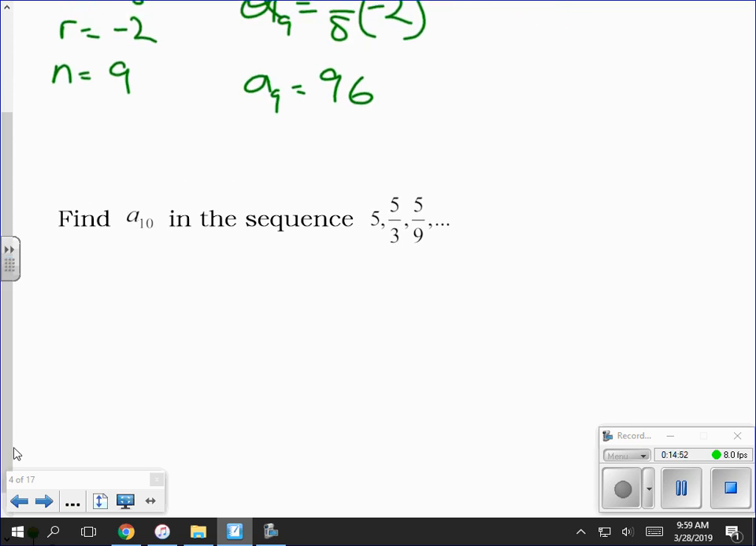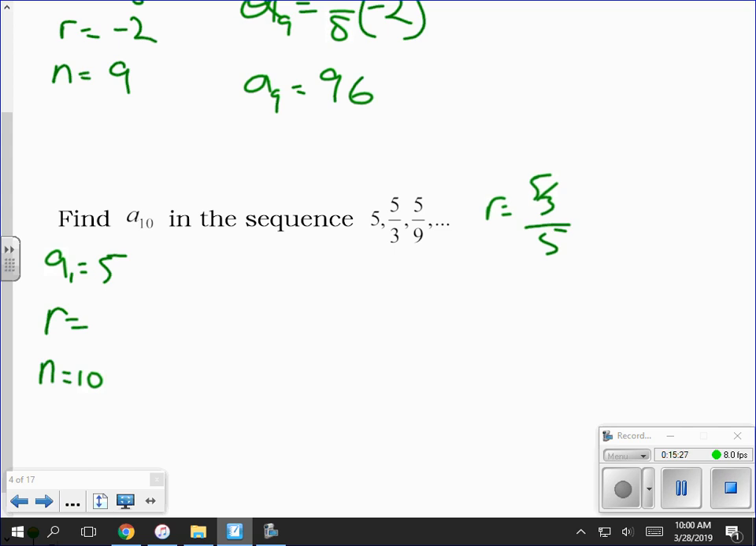So here's another one. This one's a little more difficult to do for one particular reason. Same idea though. My first term is 5. That's nice to have a whole number. I'm going to come back to my R. My N is 10. I need to find R. Now, once again, I can just take 5/3 and divide it by 5. That will work. My R is 5/3 divided by 5.